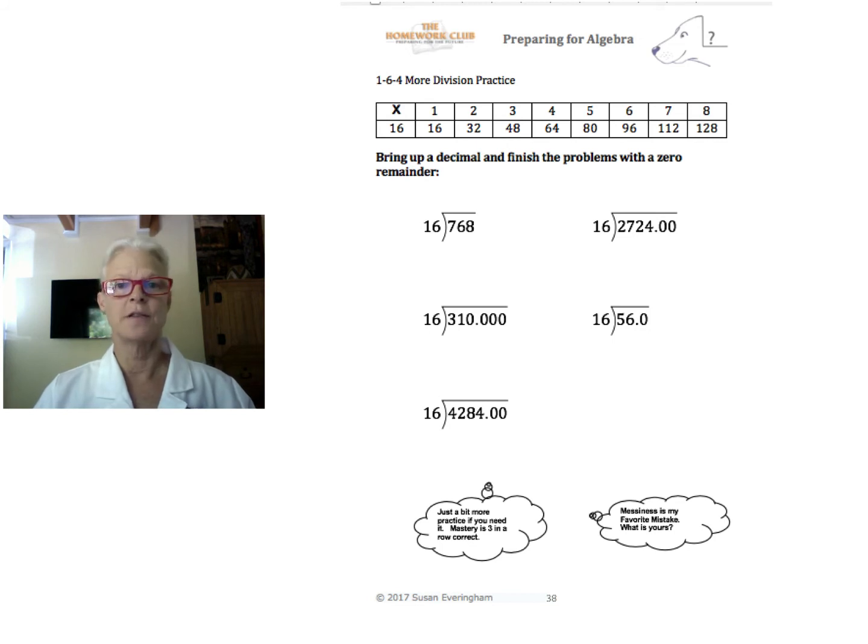This is a continuation of division problems. Again, I've given you a table to help with the estimation. Go ahead and finish these, and I believe these all finish out with zeros as a remainder, so completely, and you see I've put in the numbers here too to help you through it. Stay neat and tidy.